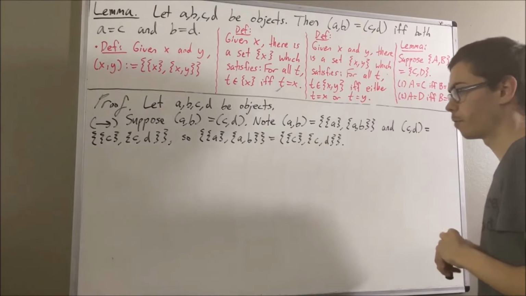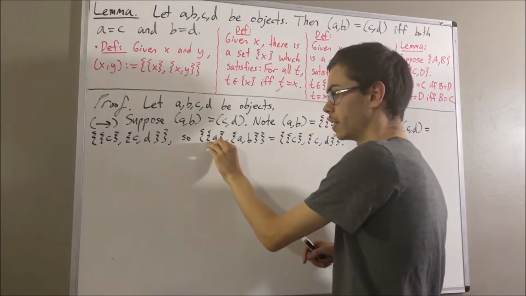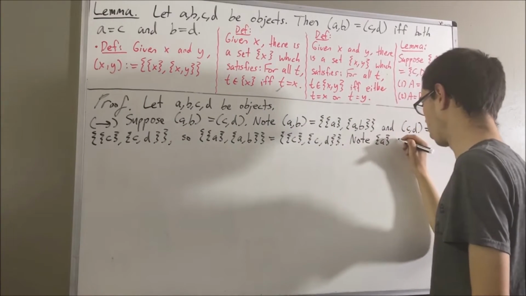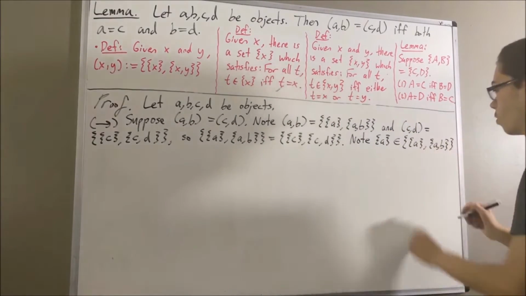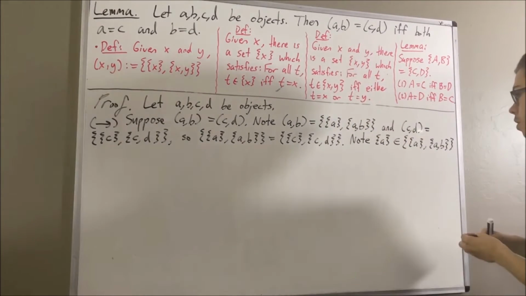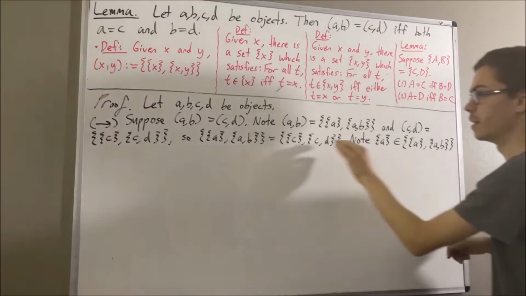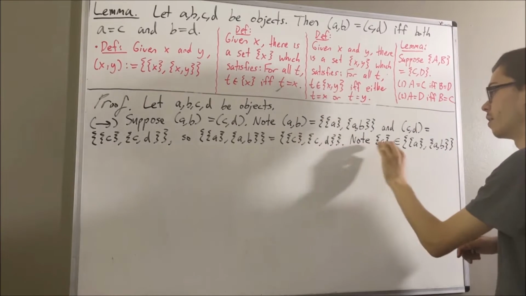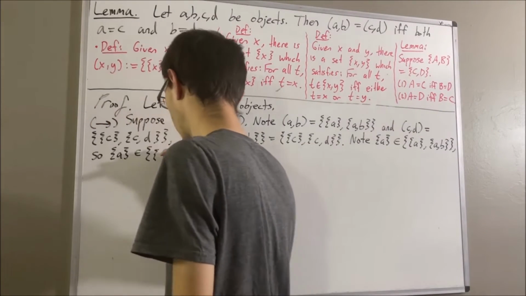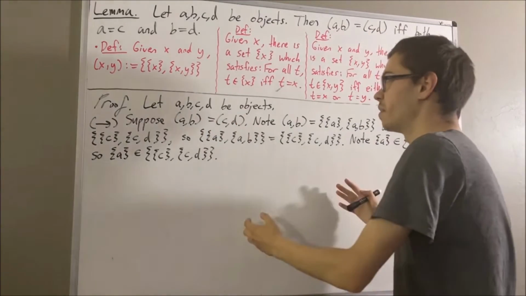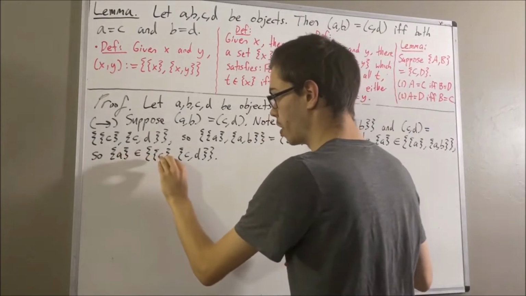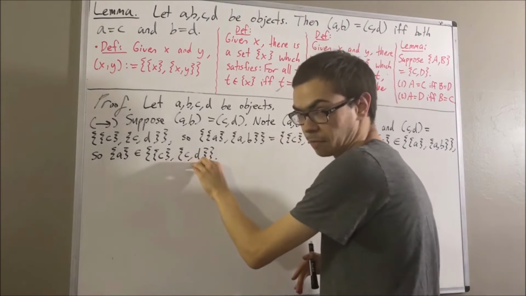Okay, now we know that the singleton set of A is an element of the ordered pair A, B. Right? This comes from the definition of a pair set. So, since this set is equal to this set, the singleton set of A must be an element of this set. And again, by the definition of a pair set, the singleton set of A must be equal to either this guy or this guy.